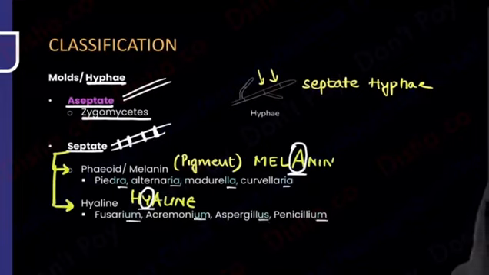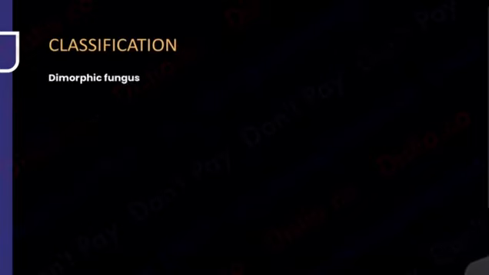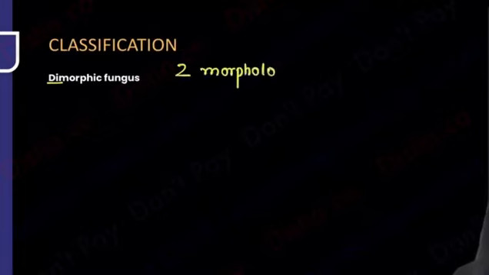Finally, with which we wrap up our third feature also, that is the mold or the hyphae. What are we left with? The fourth one, and that is dimorphic fungus. Now, when I'm talking about dimorphic fungus, and after that I'm going to take you to a recap also. When we talk about dimorphic fungus, the word itself is making a lot of sense over here. That means this is going to exist in two morphologies. There are two morphologies in which it exists. What are those? Both the forms that we studied.